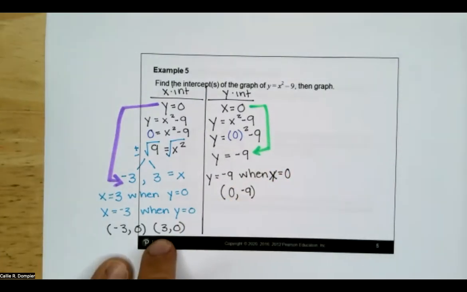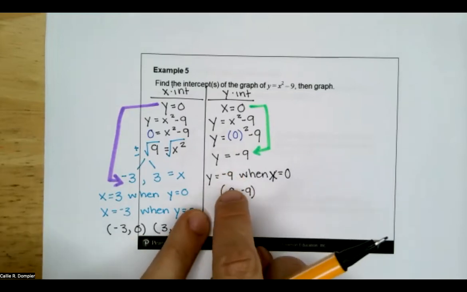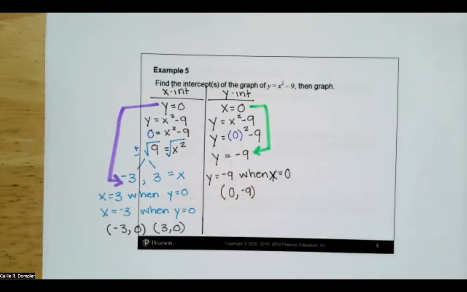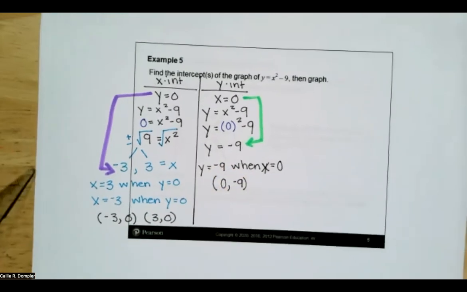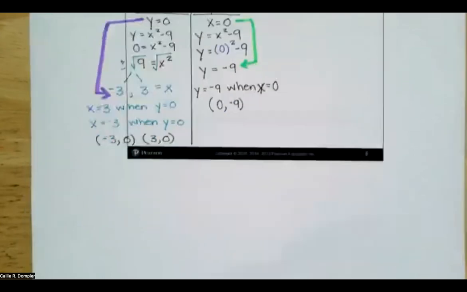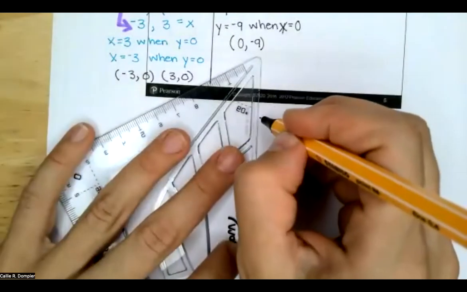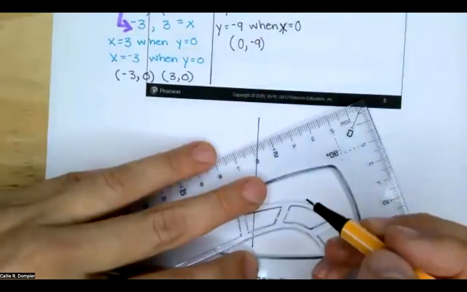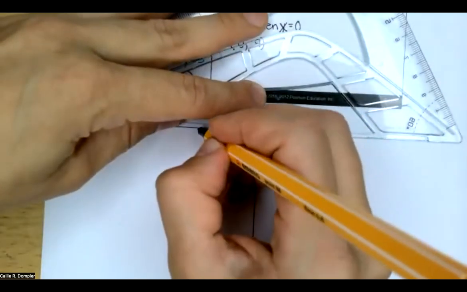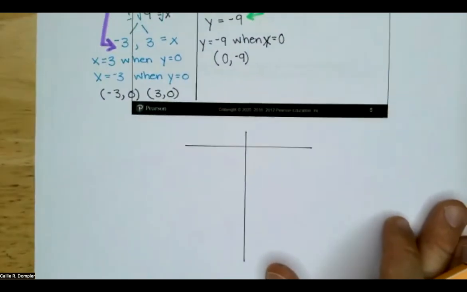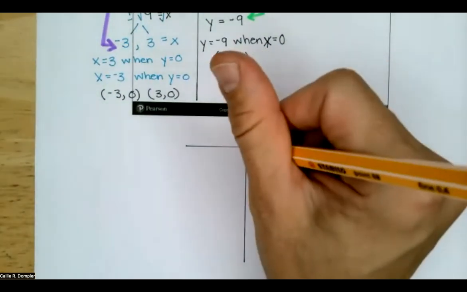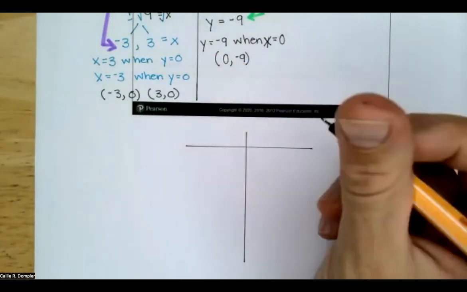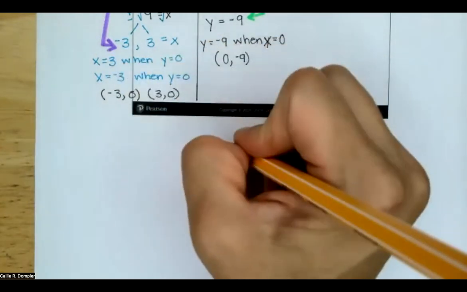You see how for my x-intercept, I put the x value first and then the 0. For my y-intercept, I put the 0 first and then my y value. And then we can graph it, see if that is true or not. I guess the only way to see if it's true or not is to use an application, but we'll graph it.